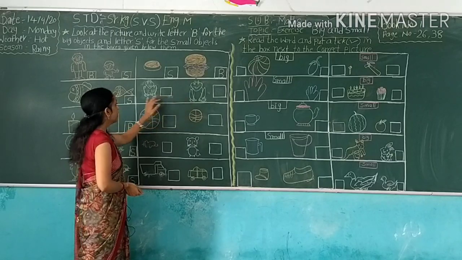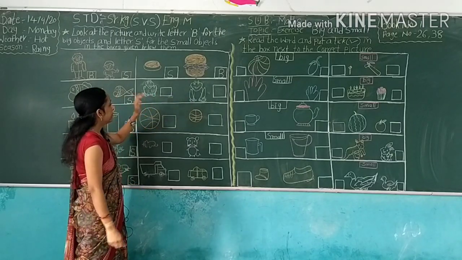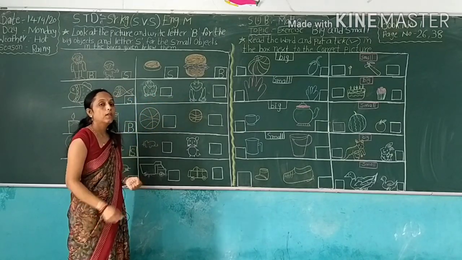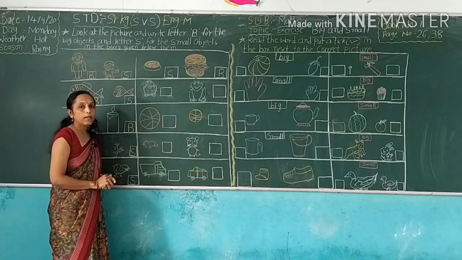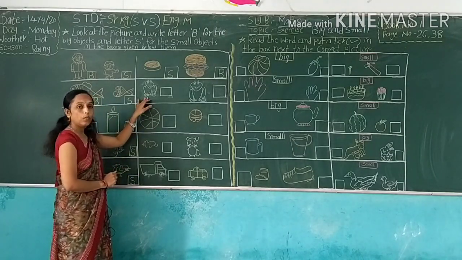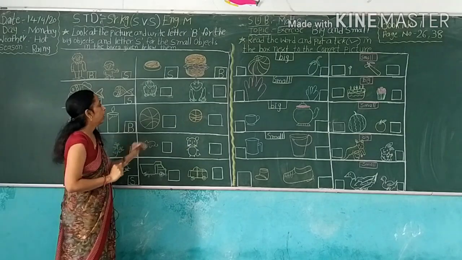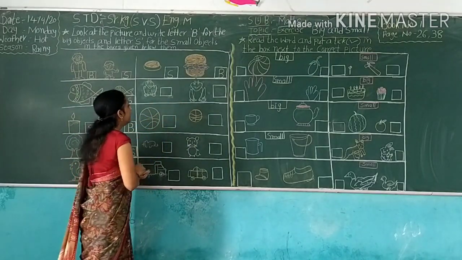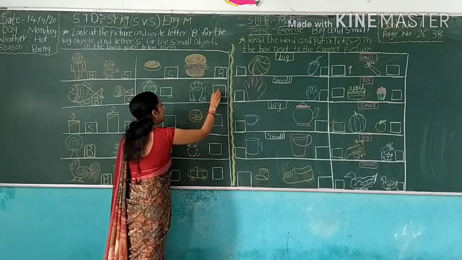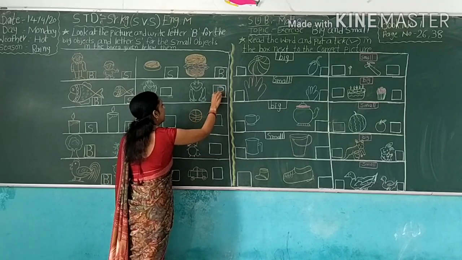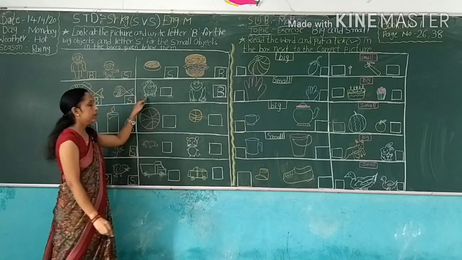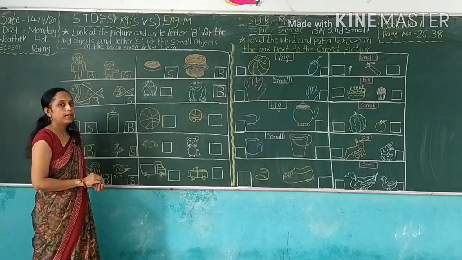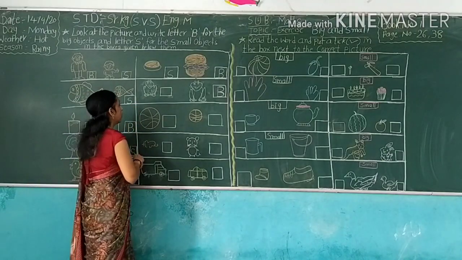And look here next. Here I drew two frogs. One is big and other one is small. So student, tell me which frog is big? This? No. This frog is small. This? Yes. This frog is big. So here we write B. And look here. This frog is small. So here we write S. Okay.